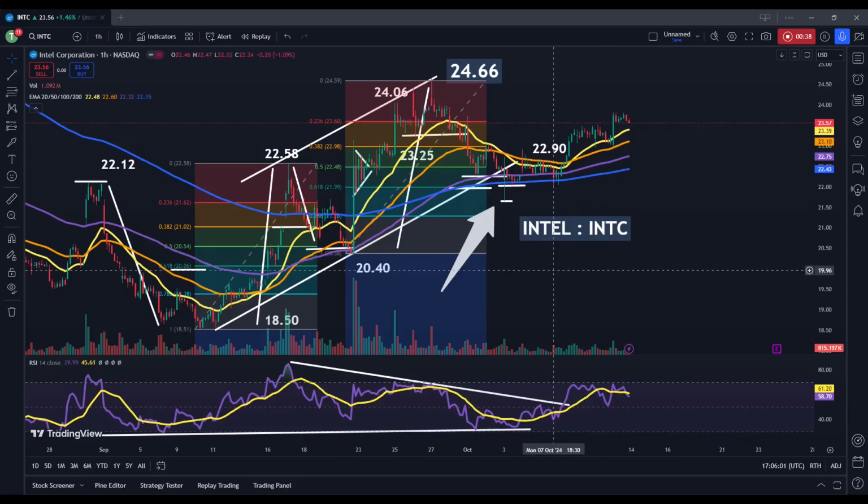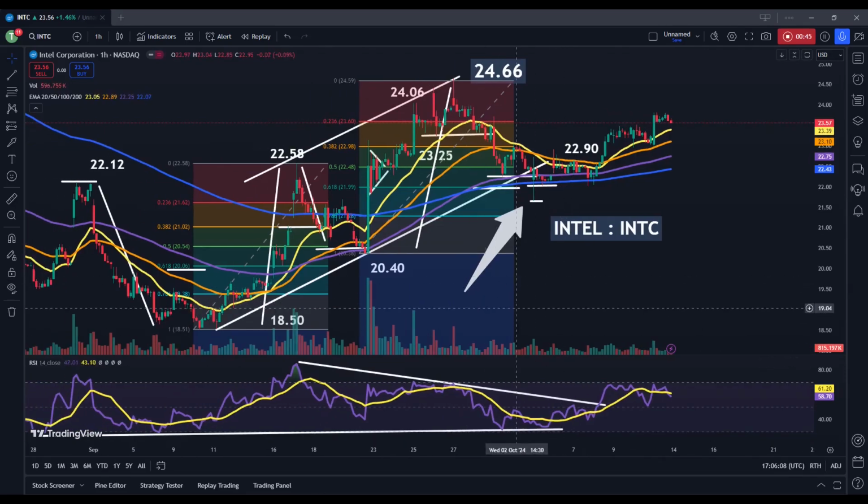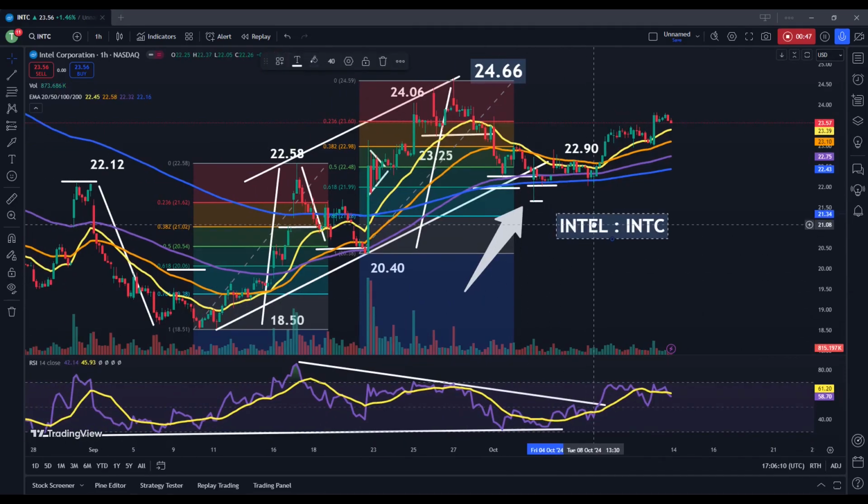So here we have a 1 hour price chart. Each candle on this time frame represents a 1 hour trading period. And with this video, what we're going to do is redo the analysis here a bit, because I think that a lot of these prior expectations have already played out for the stock.